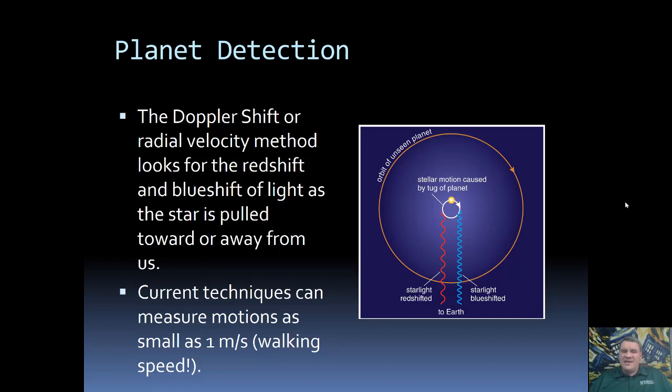Now, current techniques using this idea of Doppler shift can actually measure motions as small as 1 meter per second. I realize that those of us who grew up in the United States don't understand what a meter per second means, but that's actually just slightly slower than normal walking speed. So we can literally watch the stars walking because of the pull of planets that are around them.